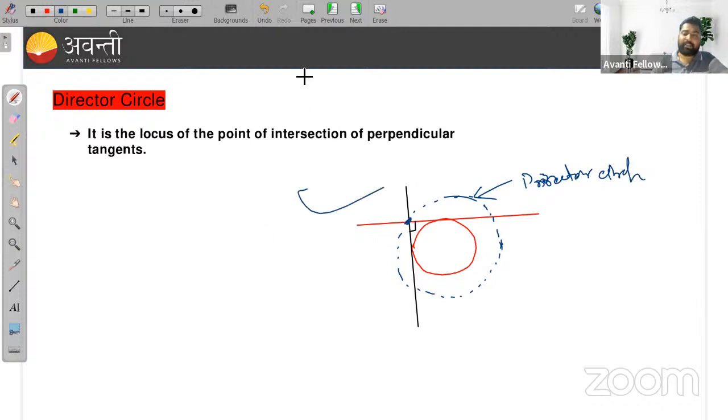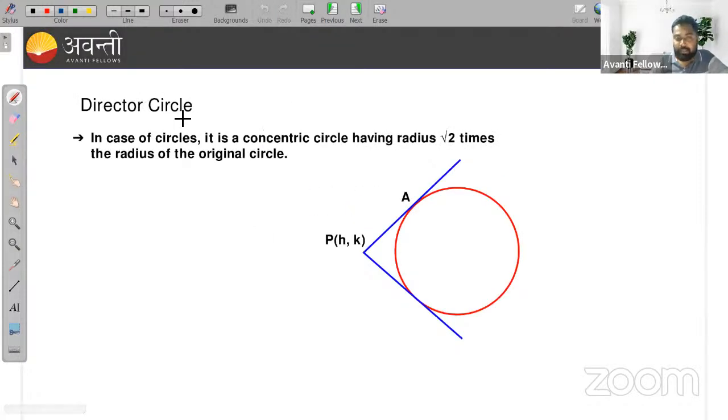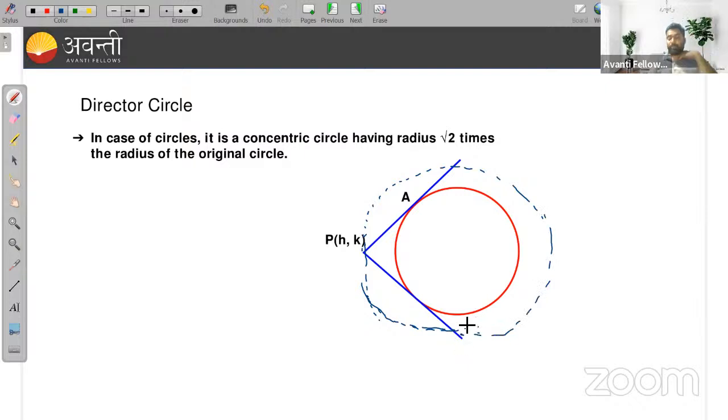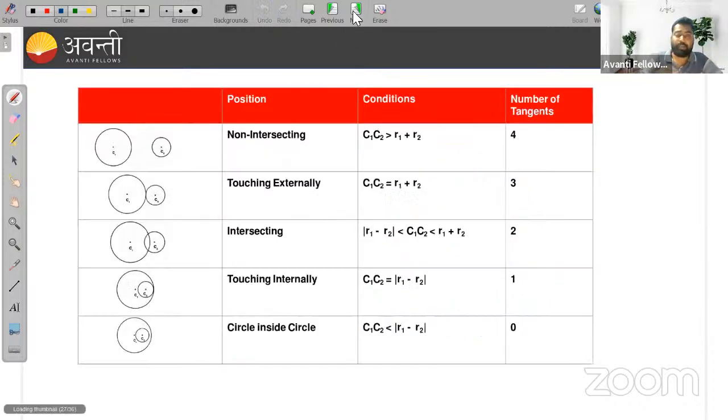So this is the case of a circle. Actually, in the case of a circle, the director circle will be this. When the tangents are perpendicular to each other, the locus of the point of intersection of those perpendicular tangents is the director circle. In the case of a circle, it always becomes a concentric circle. Concentric circles mean circles having the same center. Okay, sure. Let's move on. This is about the director circle.